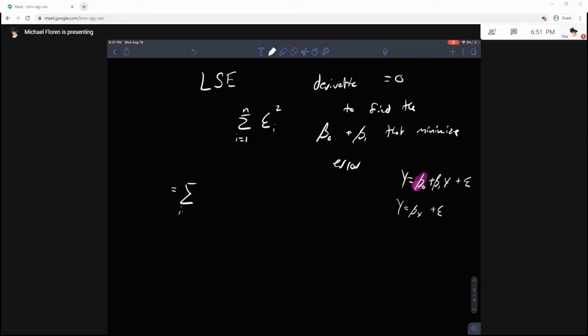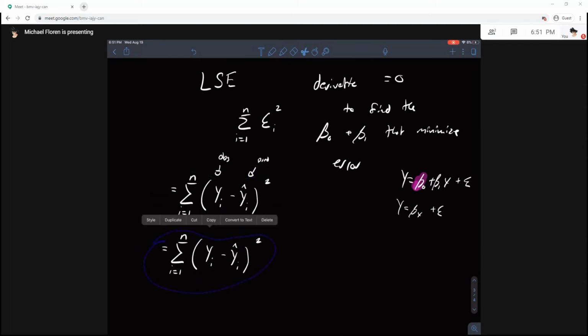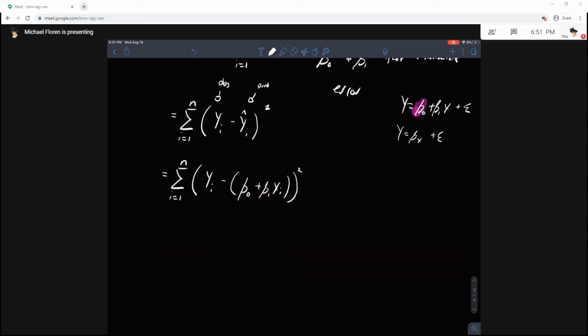Now the first step I'm going to do when I'm going to solve this is I'm going to write it out. So the sum from i equals 1 to n of y sub i, this is my observed value, minus y hat sub i, this is my predicted value, squared. And I'm going to save myself some writing here and do some copying and pasting. So here I'm going to replace my predicted value with what we know the prediction to be. That is beta 0 plus beta 1 x sub i. And this quantity is going to be squared.